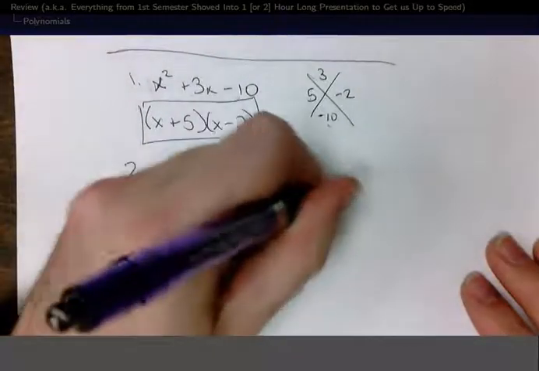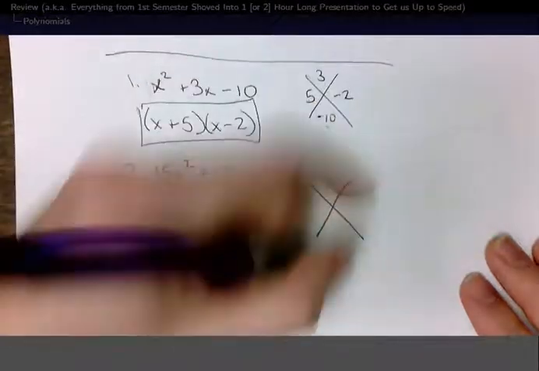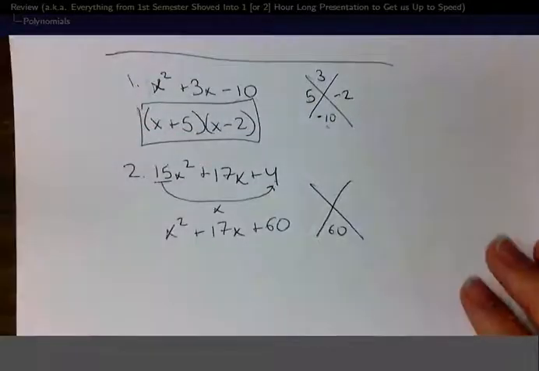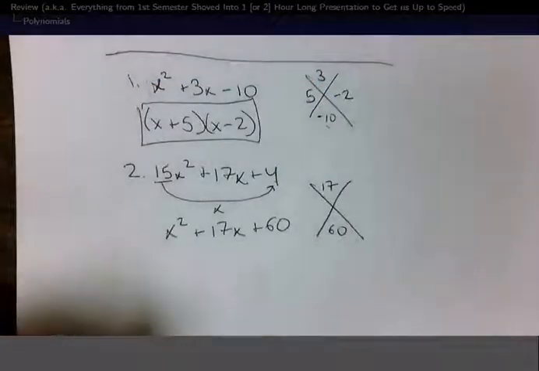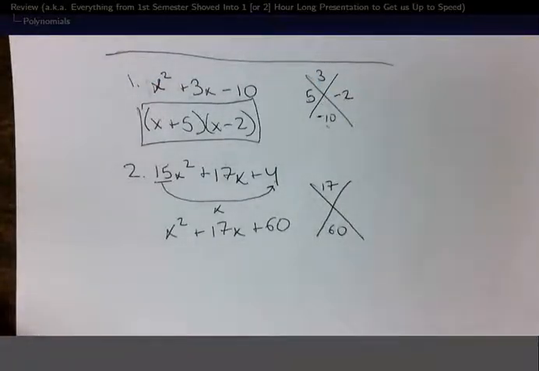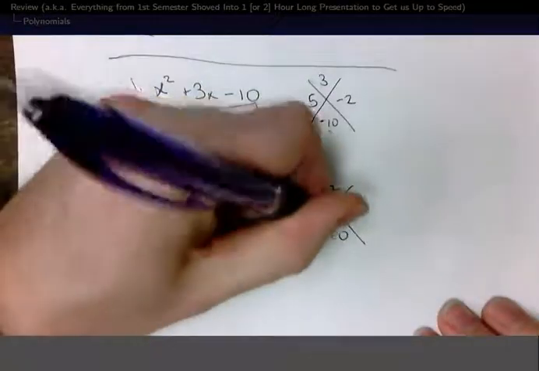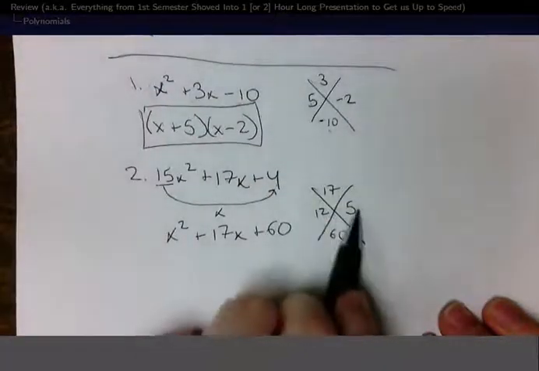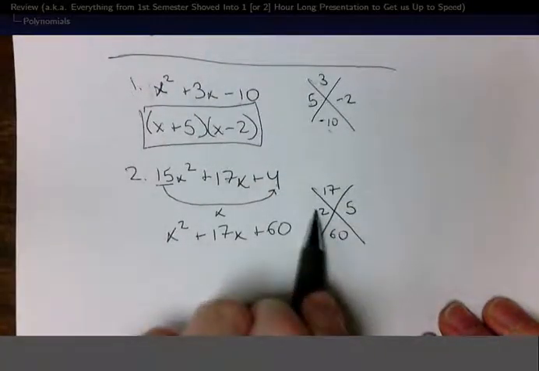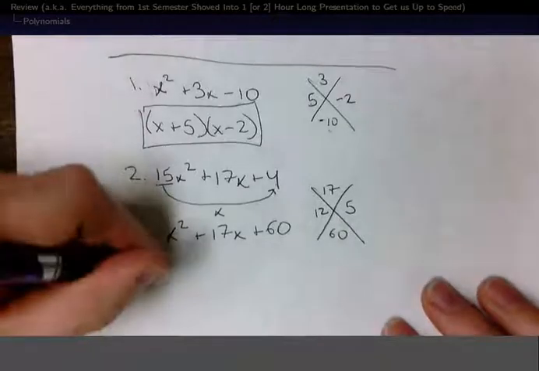Alright, so now we can set up our little diagram here. We're looking for two numbers that when we multiply them together get me 60, and when we add them together get me 17, which in this case is going to be 12 and 5, because 12 times 5 gets me 60, and 12 plus 5 gets me 17.